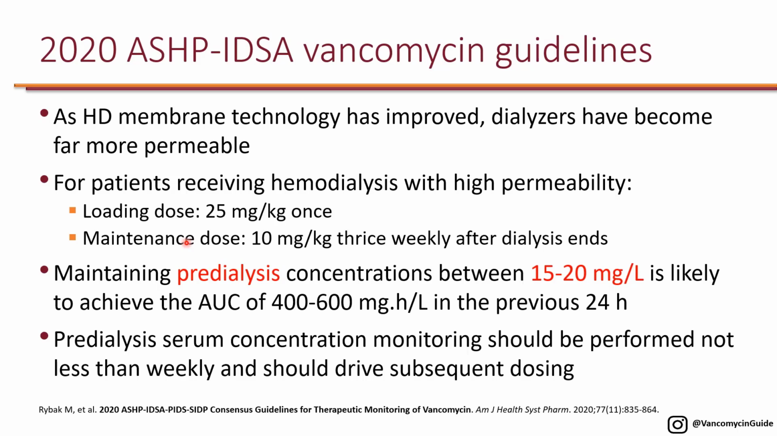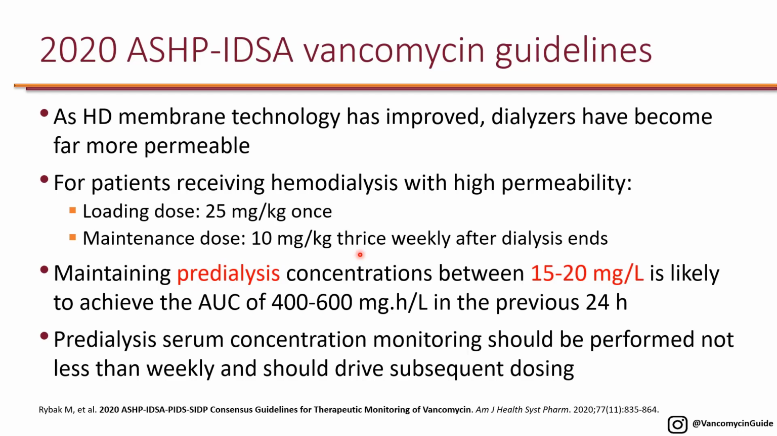So they use high permeability membranes. For patients receiving hemodialysis, the guideline recommends a loading dose of 25 milligram per kilo one time, based on total body weight. And then they recommend a maintenance dose of 10 milligram per kilo thrice weekly, or 3 times per week. This is because typically intermittent hemodialysis is done 3 times a week.